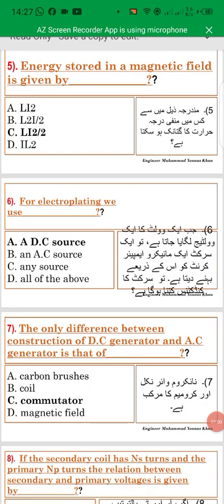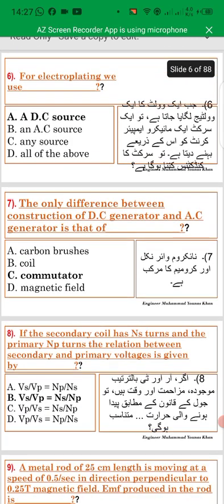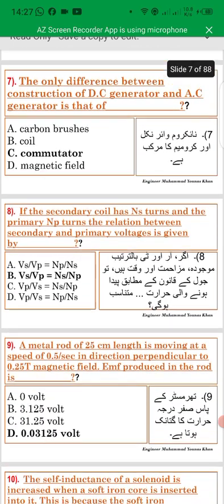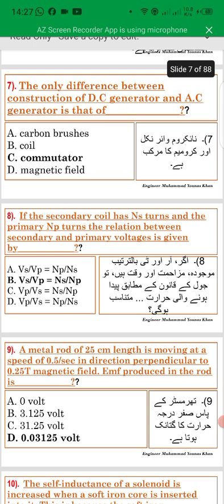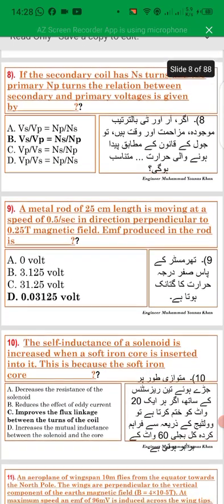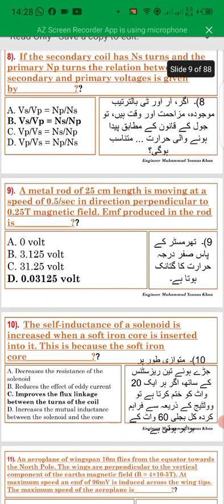For electroplating we use a DC source. The only difference between the construction of a DC generator and an AC generator is that of the commutator. If the secondary coil has Ns turns and the primary Np turns, the relation between secondary and primary voltage is given by Vs divided by Vp is equal to Ns divided by Np.